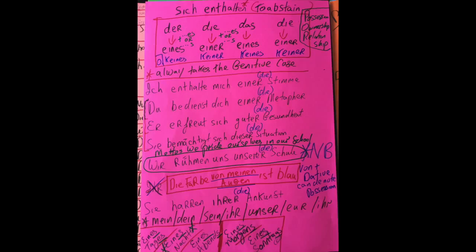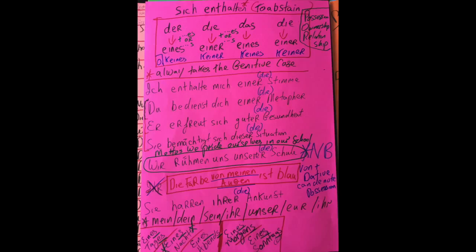Okay? In the box below I have, for example, die Farbe von meinen Augen ist blau. Okay, so the color of my eyes is blue. If I were to use the genitive case, I would say die Farben meines Augens ist blau. Okay, but again, the dative case is used to denote possession, where the genitive case is not used. Okay, so again, I have a separate video explaining how you construct the genitive case. And the last example, Sie harren ihre Ankunft.